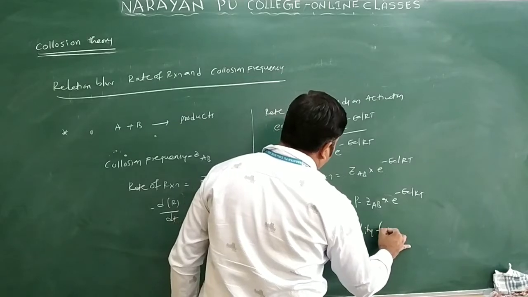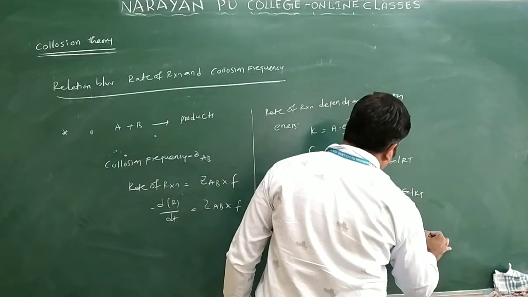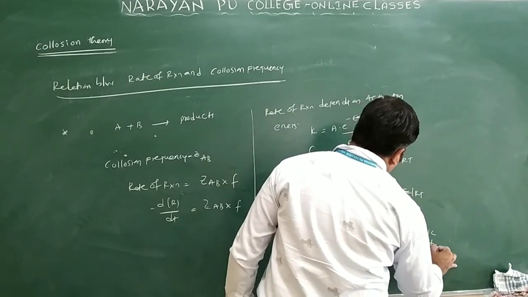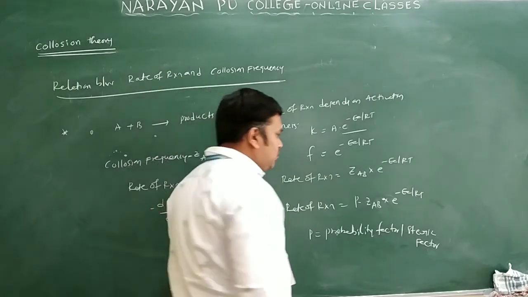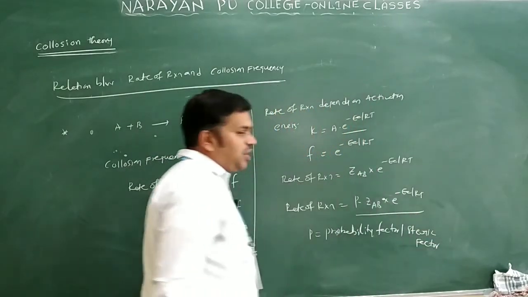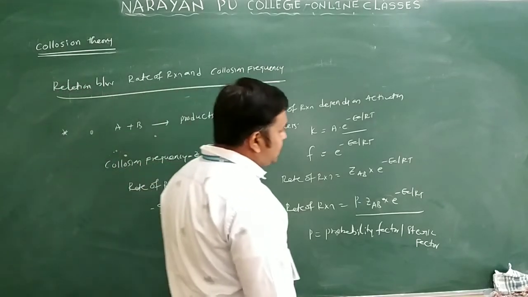This is the probability factor, or we can also call it the steric factor. Now what does the equation become here? Rate of reaction is equal to P into ZAB into e power minus Ea by RT. What is P? P is called the probability factor, or steric factor, which is introduced.